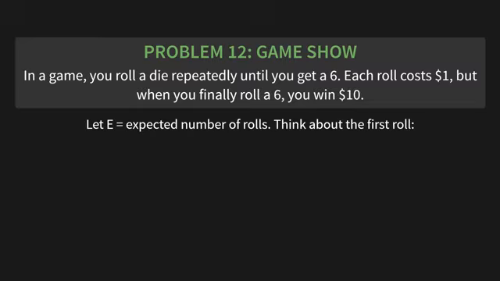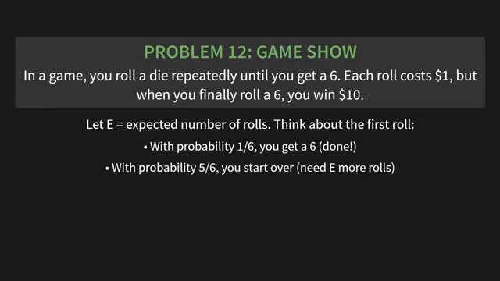Let's call the expected number of rolls E. Now watch this. We can define E in terms of itself. Think about your very first roll. You always have to roll at least once, right? Now, 2 things can happen. With probability 1/6, you roll a 6. Boom, game over. You're done in exactly 1 roll.